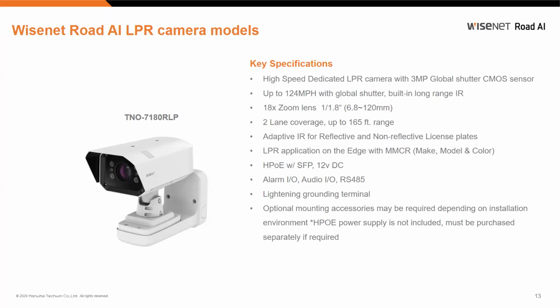It's designed for both reflective and non-reflective license plates. This does use HPoE. It has an SFP port. Sometimes traffic applications are far, far away and have lightning issues, so people want to use SFPs for fiber. It also takes 12-volt DC depending on your needs. Obviously, it has alarm inputs and outputs to be able to get that allow list and block list, things like that. There is a lightning grounding terminal.